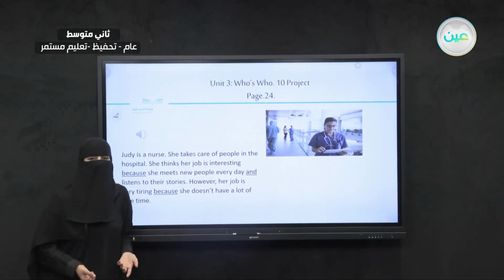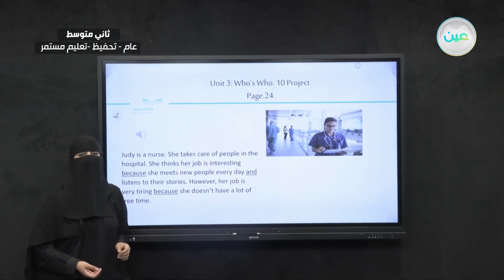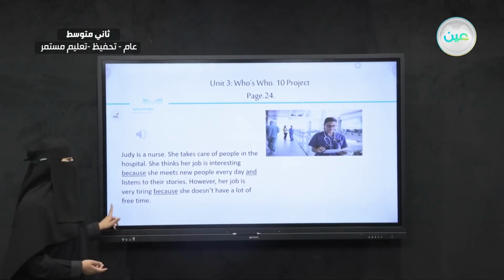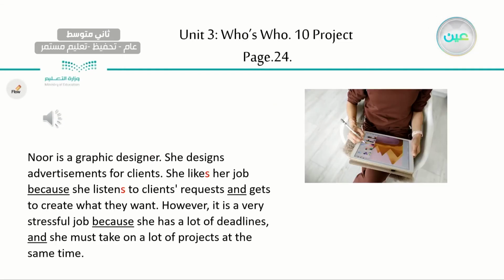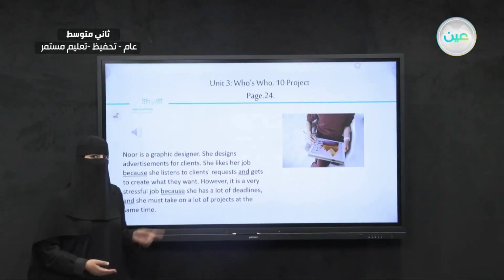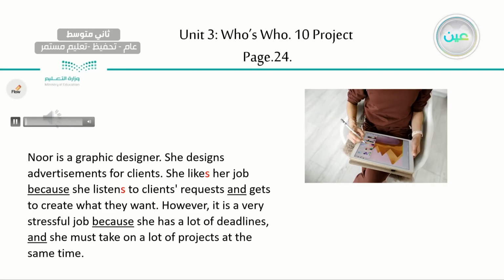What about the third occupation? Do you remember it? It's the occupation of Noor. What does Noor do? Let's take a look. Let's see. Did we use what we learned in this unit in this text? Listen. Noor is a graphic designer. She designs advertisements for clients. She likes her job because she listens to clients' requests and gets to create what they want. However, it is a very stressful job because she has a lot of deadlines and she must take on a lot of projects at the same time.